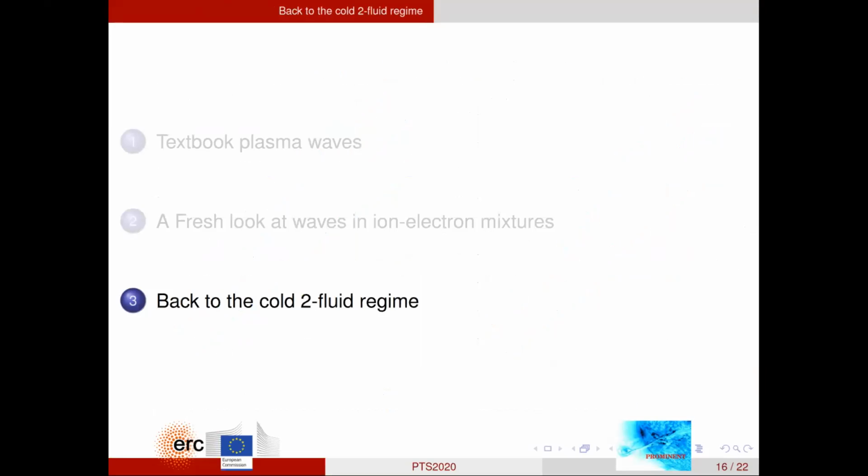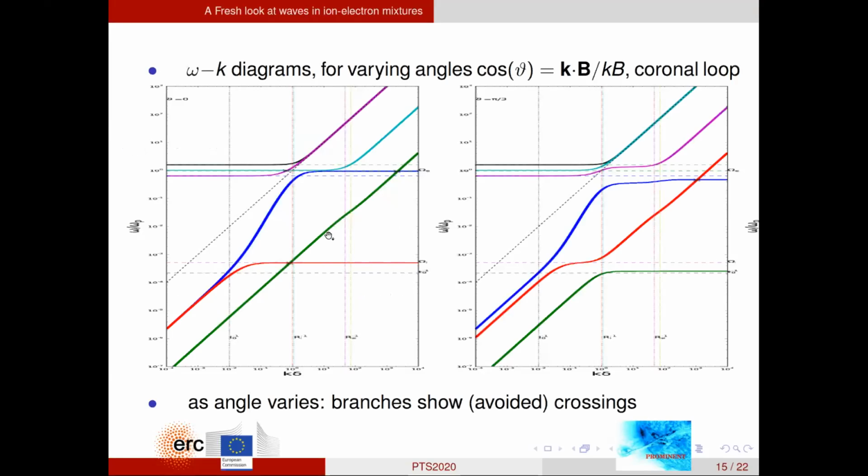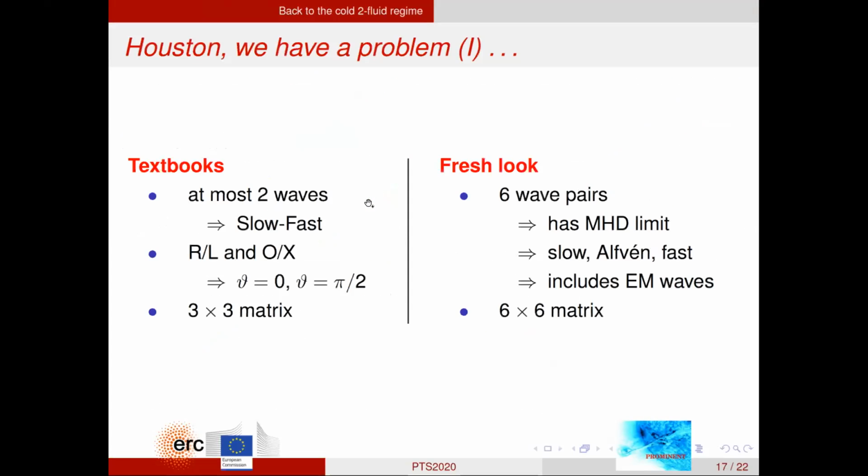So if we now look at the cold fluid regime, in the cold fluid case, this was a dispersion relation for a non-cold case because I also have this green curve here, which are the slow magnetohydrodynamic waves. Then I just want to pause here and look again, where are we? In all the textbooks on plasma physics, in a cold ion electron plasma, they talk about 2 waves. They are categorized as slow and fast. They have labels left or right polarized, O or X, coming from the parallel or perpendicular orientation, and formulated as a 3x3 matrix operating on the perturbed electric field.